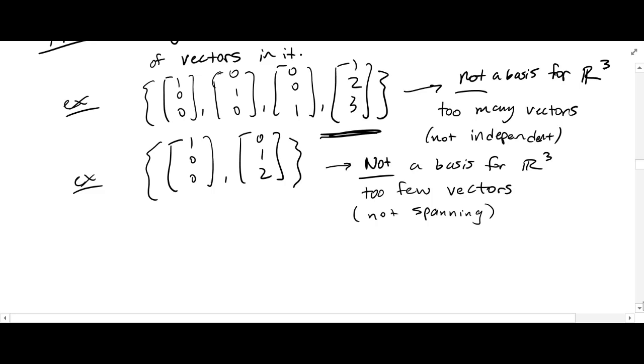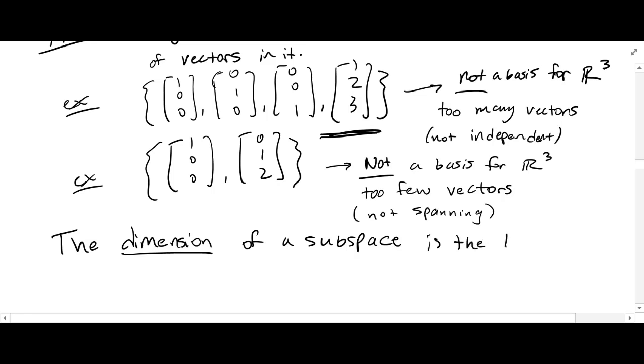Since any basis for a subspace has the same number of vectors in it, we could define the dimension of a subspace as the number of vectors in any basis for the subspace.